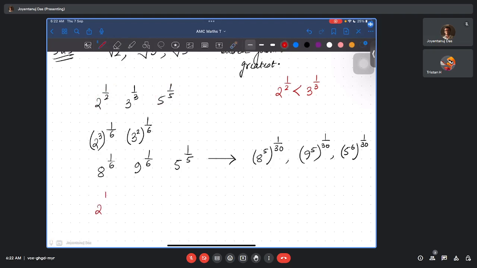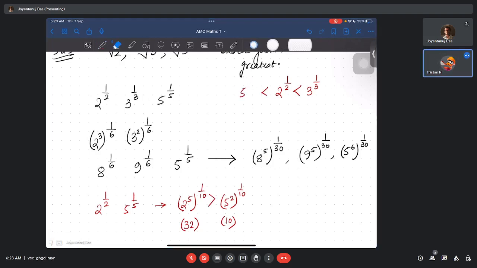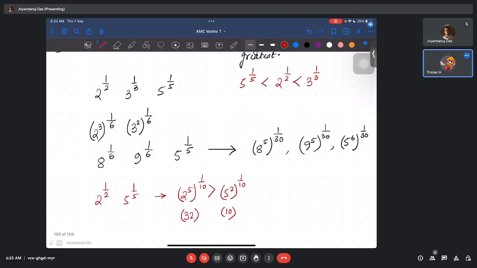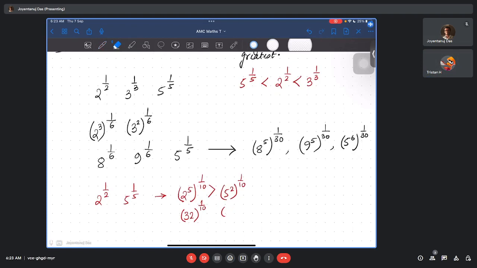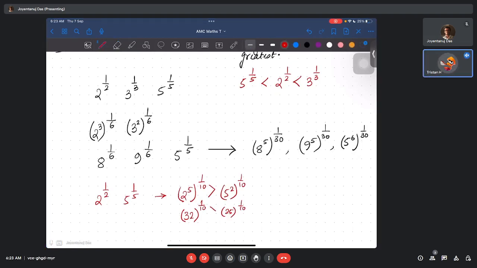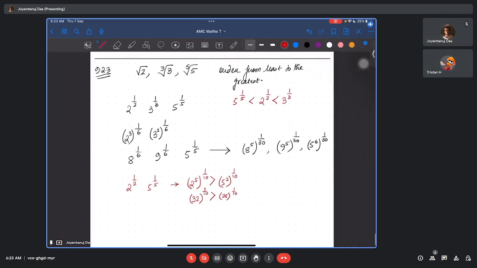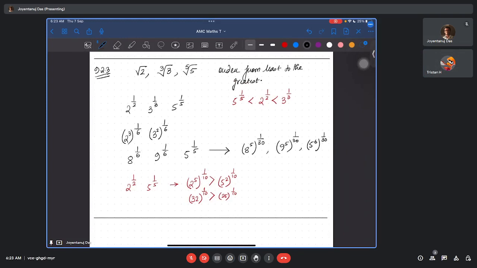So if I bring down 2 power half and 5 power 1 by 5 together and equate them to the same powers, then it becomes 2 power 5 to the power 1 by 10 and 5 square to the power 1 by 10, right? So here you can actually see that it is 32 and this is 10. So you can claim that this one is bigger. Yes. Okay. Okay. Yes. So just remember, sorry, this is not 10, this is 25. Oh, yes, but the inequality is still the same. Yes. So just to remember the steps, then it will be clear. So this is fine, right? Yes. Okay.